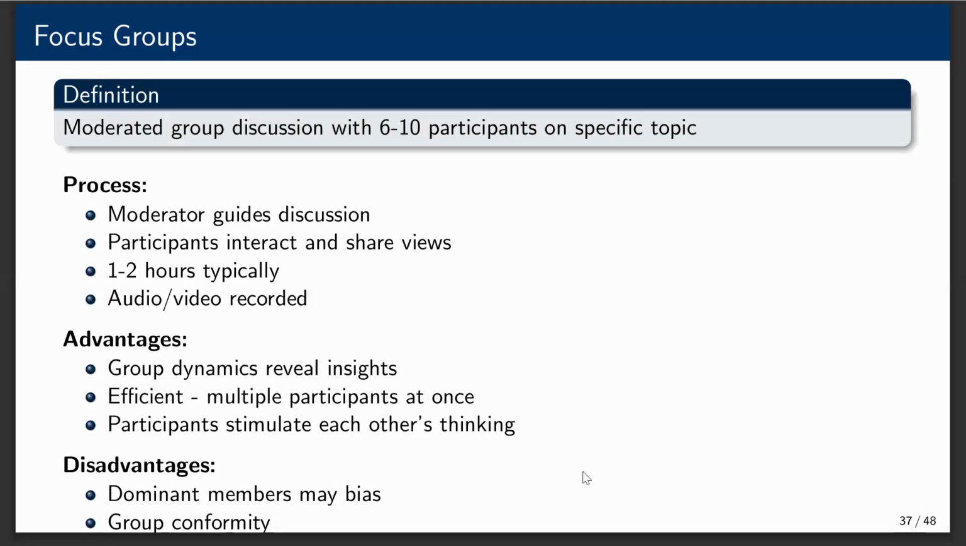Now, what is a focus group? It is a moderated group discussion with 6 to 10 participants on a specific topic. The process is that the moderator guides the discussion, and participants interact and share views. Typically the focus group discussion takes 1 to 2 hours, and audio and video are recorded. Advantages are that group dynamics reveal insights. It is efficient, with multiple participants at once. Participants stimulate each other's thinking. Disadvantages are that dominant members may bias the discussion, and there is group conformity.